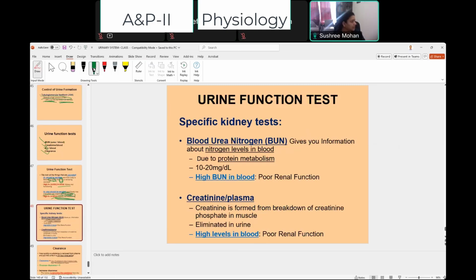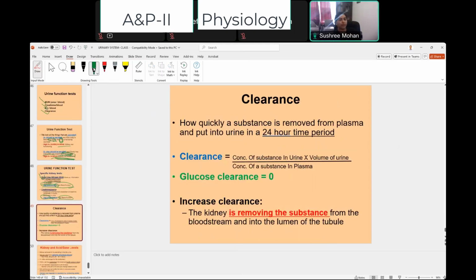Urine function test. So these are the normal levels. And if it is a high amount of urea nitrogen, that means poor renal function. High level of creatinine, poor renal function. Clearance. This is the formula for calculating the clearance: concentration of substance in urine multiplied by volume of urine, and this is divided by concentration of substance in plasma. Glucose clearance should be 0.